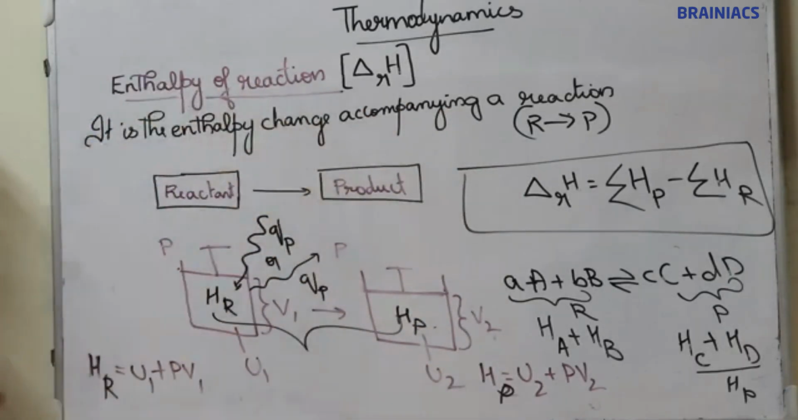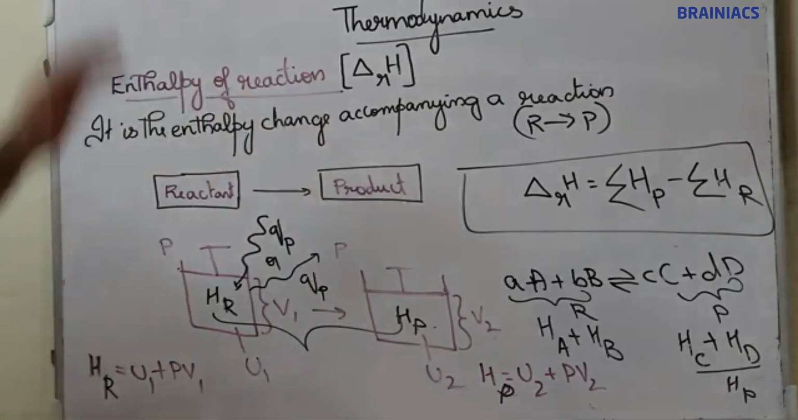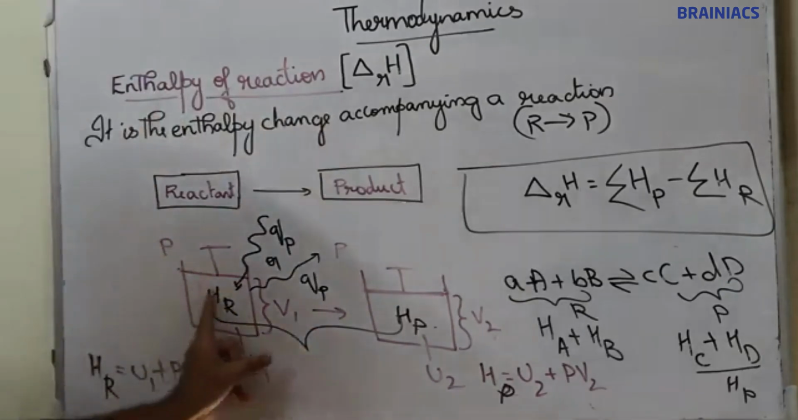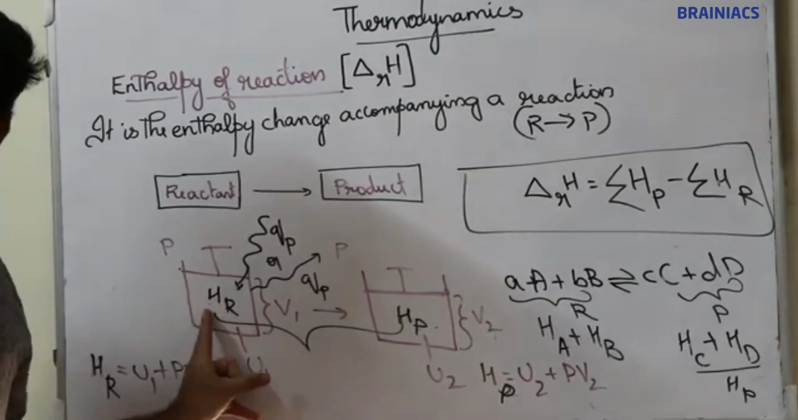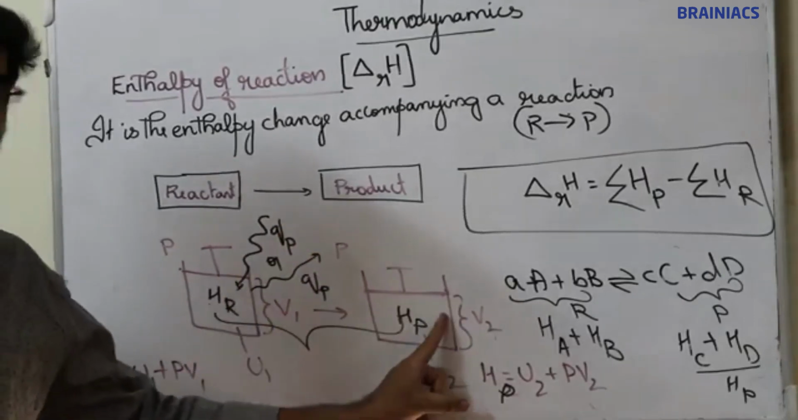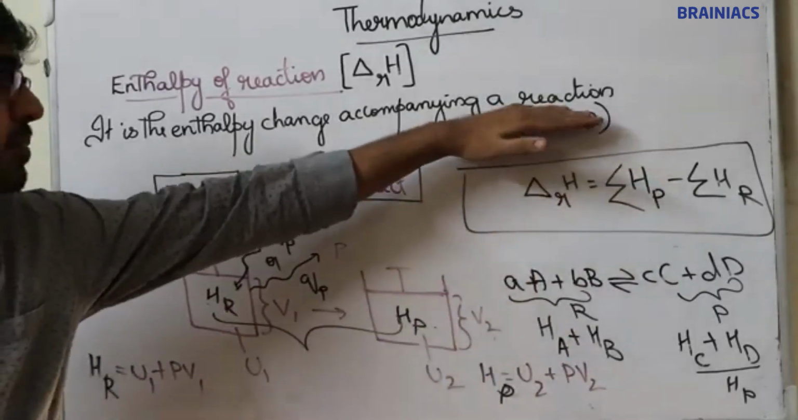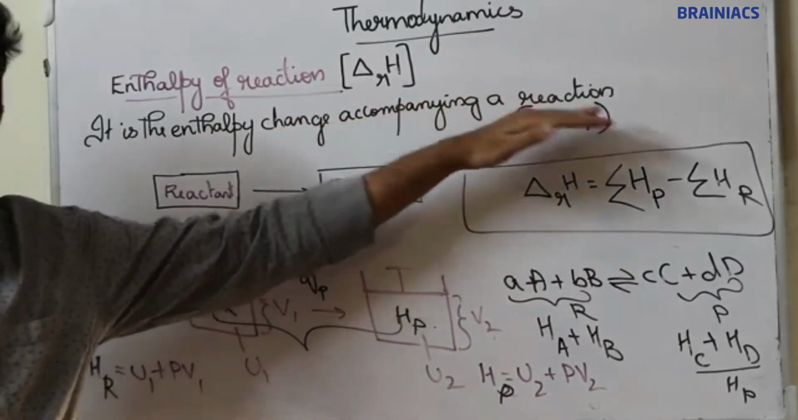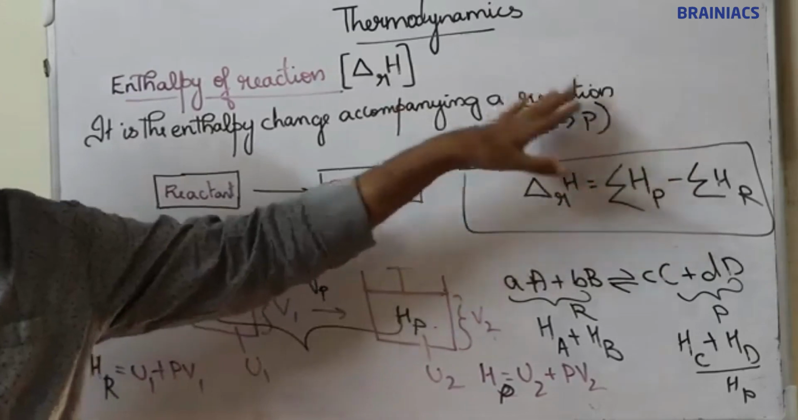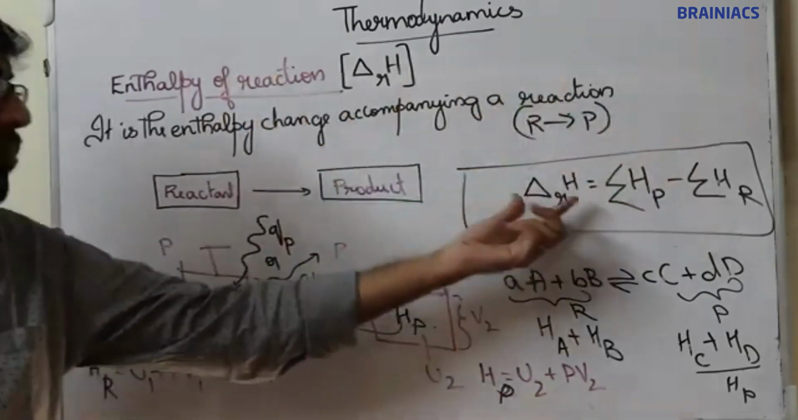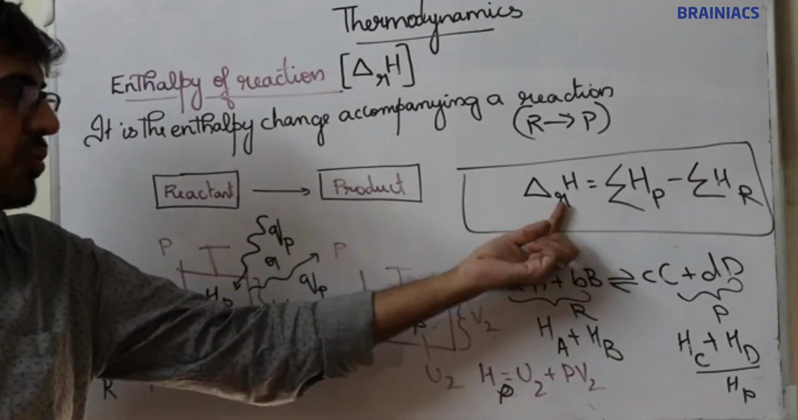So enthalpy of reaction means the enthalpy change accompanying a reaction, when a reactant converts to product. Reactants convert to product, that is a reaction. I think it's clear. The enthalpy change accompanying a reaction when a reactant converts to product. Formula: enthalpy change of reaction.